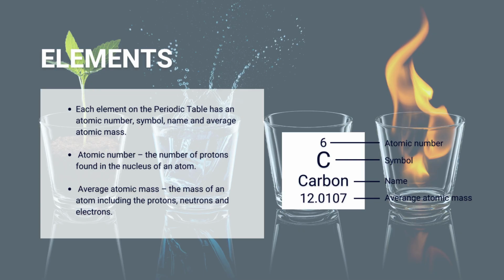The atomic number of an element represents the number of protons found in the nucleus of its atom. This number determines the element's unique chemical properties and its place in the periodic table. On the other hand, the average atomic mass of an element includes the combined mass of its protons, neutrons, and electrons, providing additional information about its physical properties.